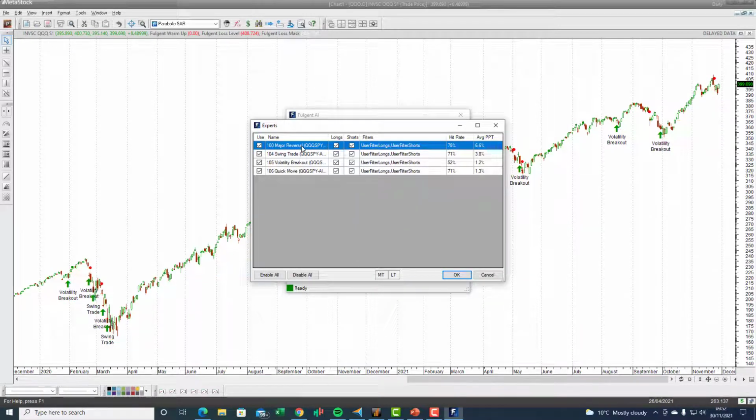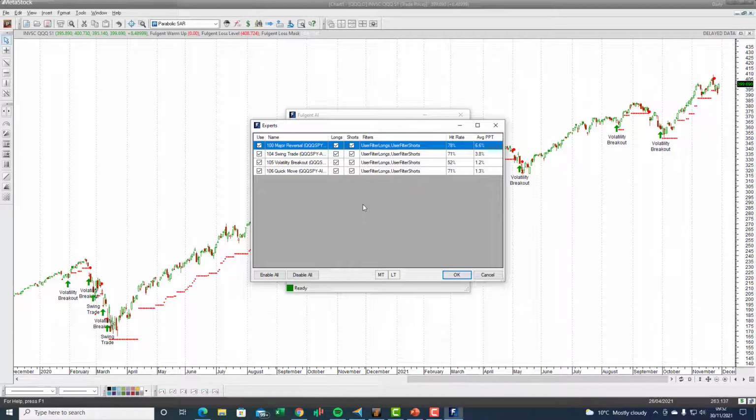The major market reversal signal was on average 78% accurate over the testing period, with an average profit per trade of 6.6%. The swing trade strategy is 71% accurate, with a 3.8% average profit per trade. The volatility breakout strategy is 52% accurate, 1.2% average profit per trade. And the quick move is a lovely swing trade strategy: in on the day after the signal, out on the 3rd or 4th day, 71% accurate on average with 1.3% average profit per trade.